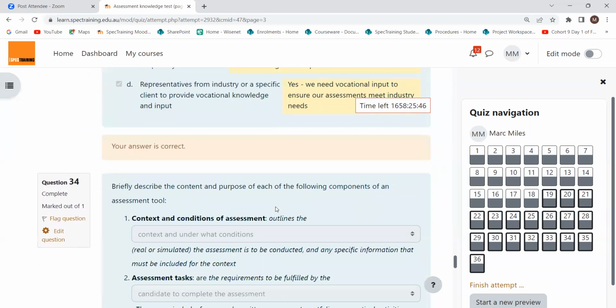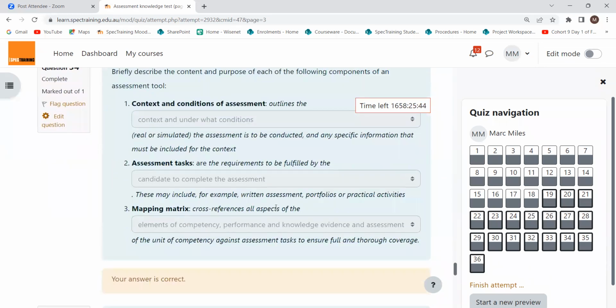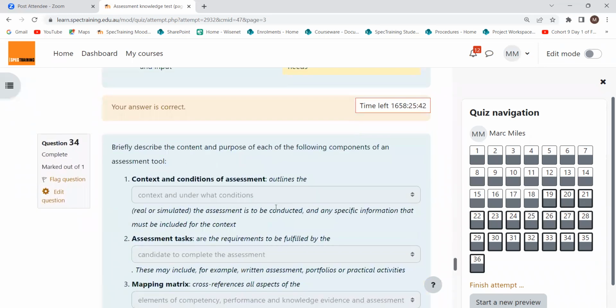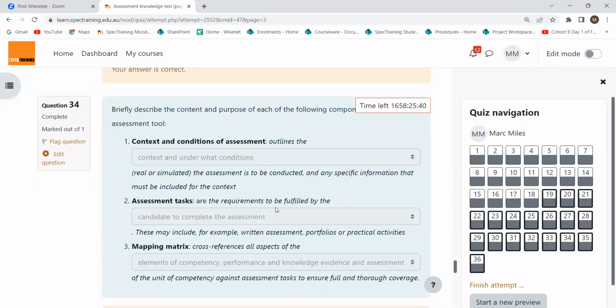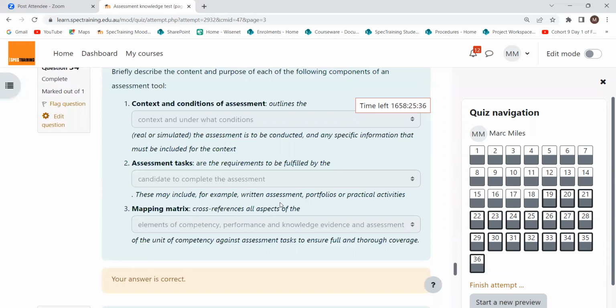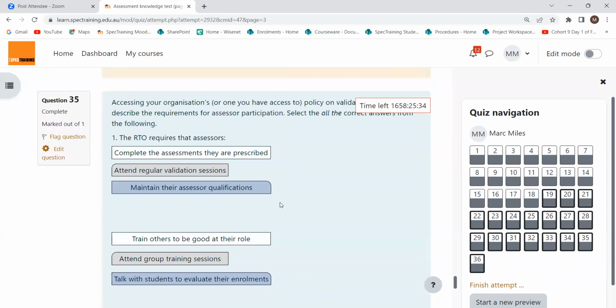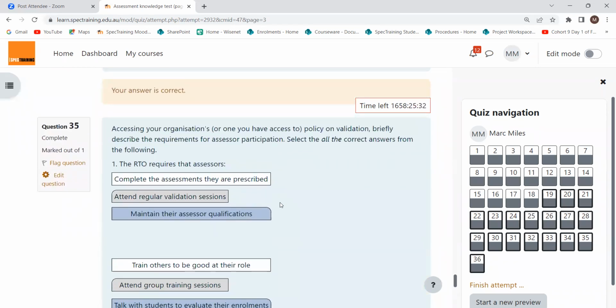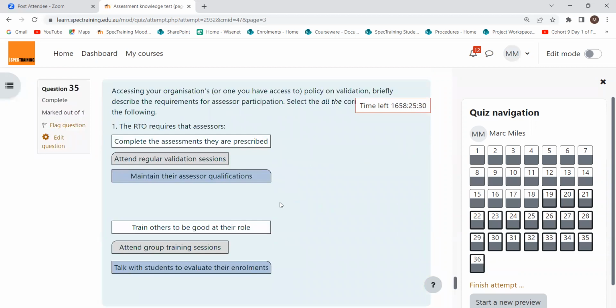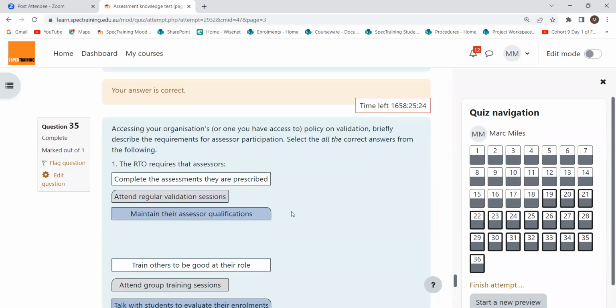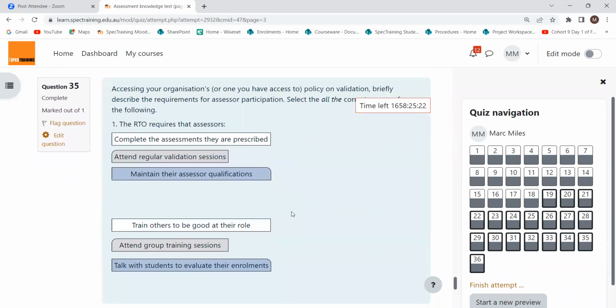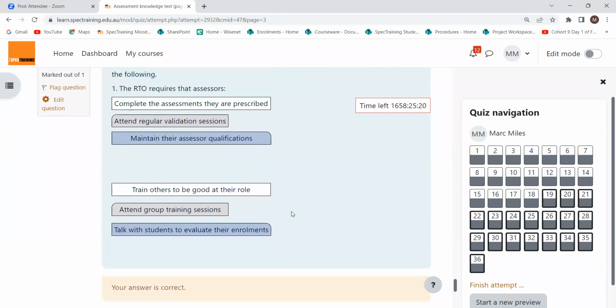Okay. Question 34, got the answer there. It's correct. Briefly describe the content and purpose of each of the following components of an assessment tool. All right, so that's listed out there for you. Happy days. All right, so let's head to 35. Accessing your organization's policy on validation. Briefly describe the requirements for assessor participation. Select all the correct answers from the following. Yep, answer is correct. Happy days.